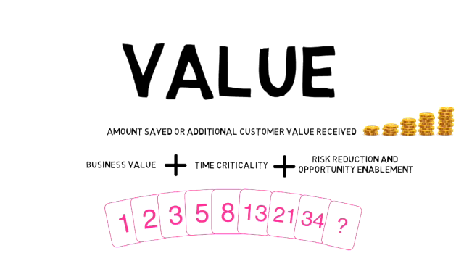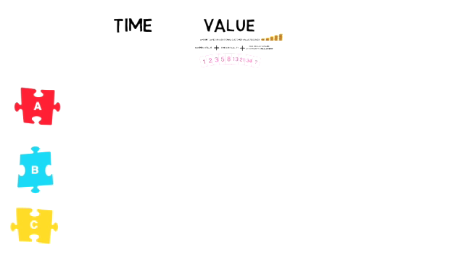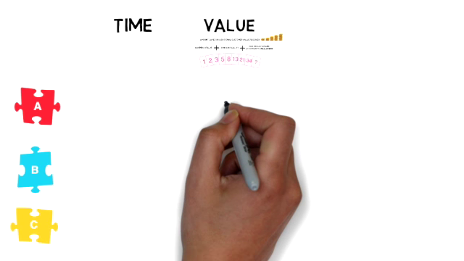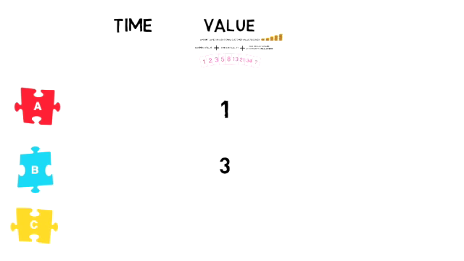So let's come back to our example. We have 3 features, feature A, B, and C. In terms of value, by using the Fibonacci sequence and estimating these features relatively to each other, we can come up with a value for each one of them. So for this example, feature A has a value of 1, feature B a value of 3, and feature C a value of 5.